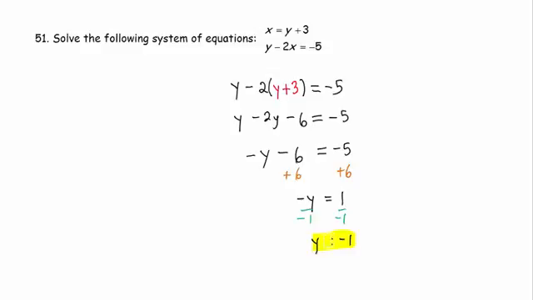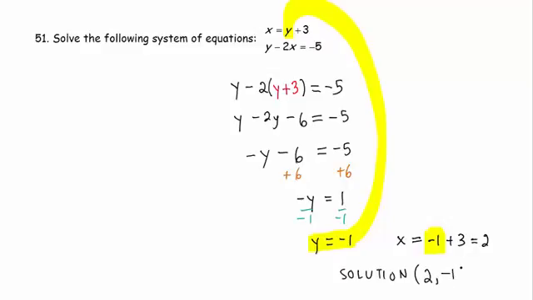I am going to take what y is equal to, negative 1, put it right in here. That'll give me x equals negative 1 plus 3, which is 2. So the solution of the system, x is 2, y is negative 1, 2 comma negative 1. Let's check that.